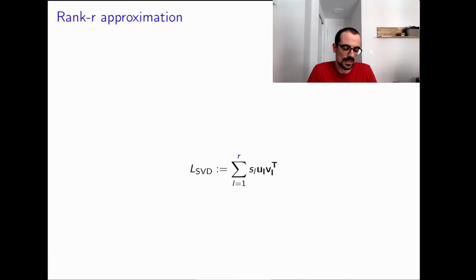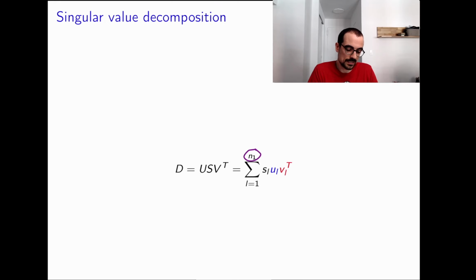But the point is that now we can think of this as basically n1 terms that are multiplying rank 1 matrices. And these rank 1 matrices we showed in the video on low-rank models are orthogonal if we think of this vector space of matrices. So the coefficient, the singular value, is telling us how much each of the terms contributes to the data matrix.